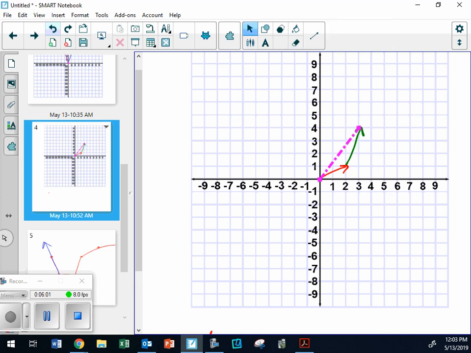Get the pink thing out of there. We just got the green one and the red one. What if I said the red one minus the green one? Anybody got a theory on what I'm going to do? What do you think, sir? So what do you mean by opposite vector? I'm going to make the opposite vector blue. Do you mean like... How about this?